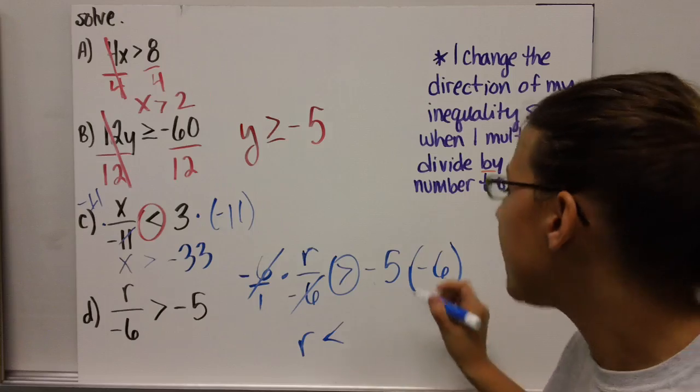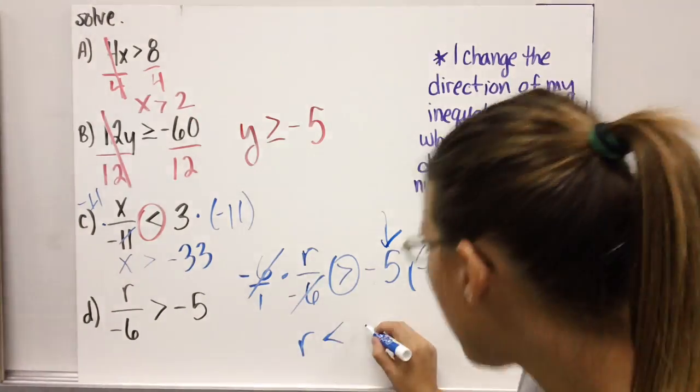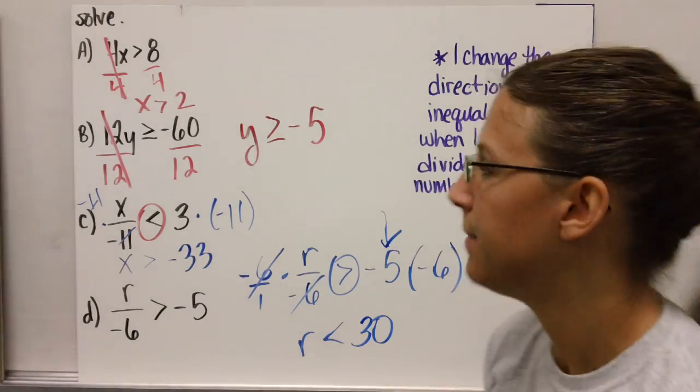-5 times -6. See, this side was negative and now it's a positive. So that makes sense that the sign had to change. This is going to be a positive 30. R is less than 30.